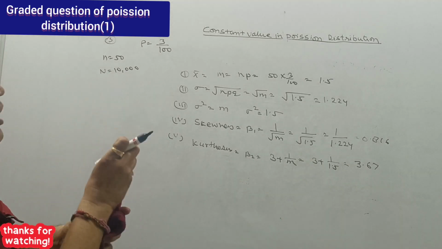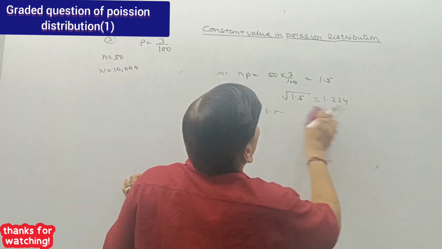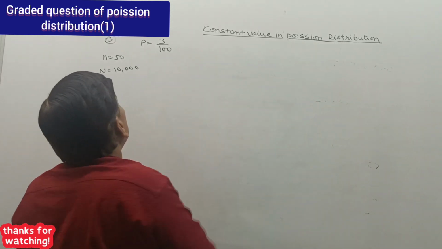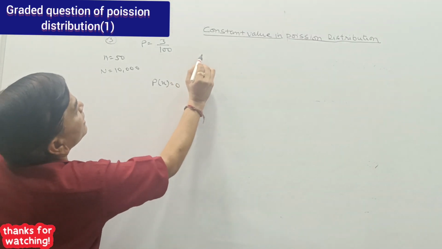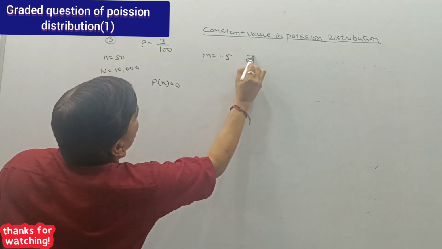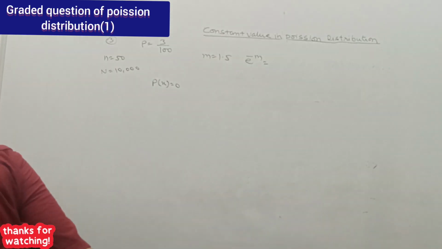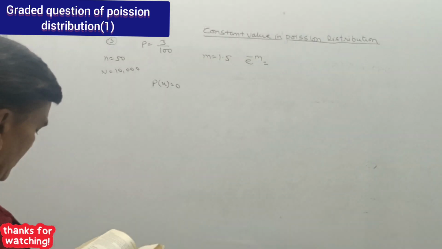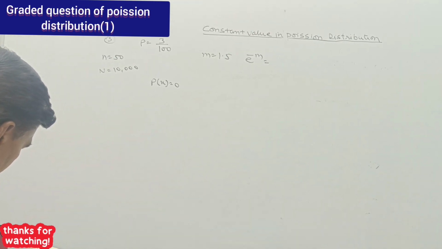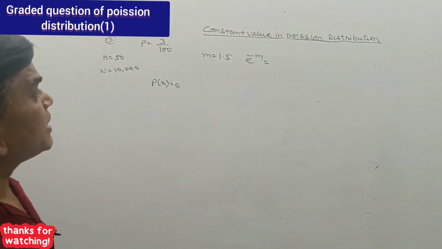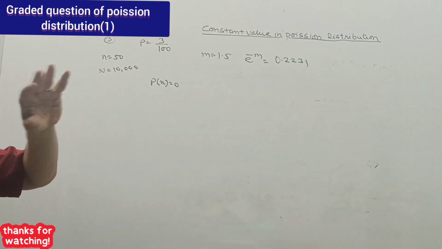So calculate how many packets have zero defective among 10,000 matchboxes. So P(x = 0). Firstly, the M value is 1.5, so we have to calculate e raised to power minus M value. In the question this is given as 0.2231, so we need not calculate this.